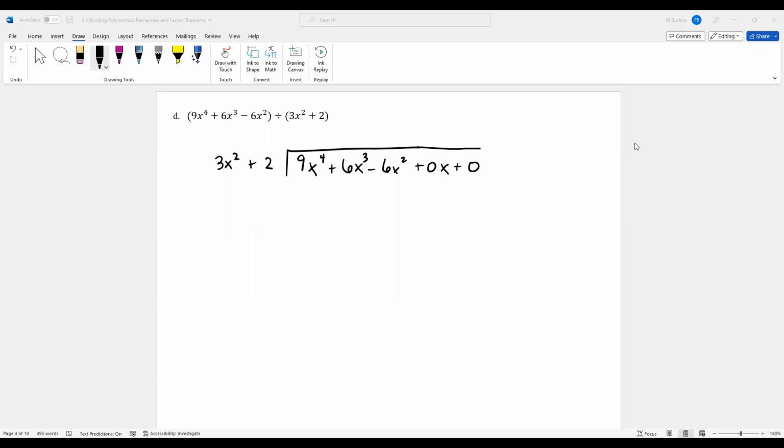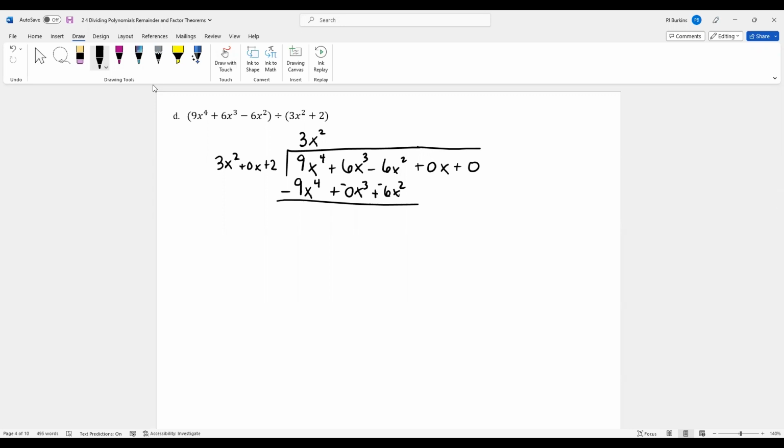Let's take, how do we make 3x squared into 9x to the 4th? To do this, we would multiply by 3x squared. Multiply that by your divisor and add to the bottom here. So that's 9x to the 4th plus 6x squared. You'll notice that the 6x squared doesn't line up with the 6x cubed. So there are 2 ways we can fix this. You can put outside here plus 0x plus 2. And then when you multiply, we'll get 0x cubed and then minus 6x squared.